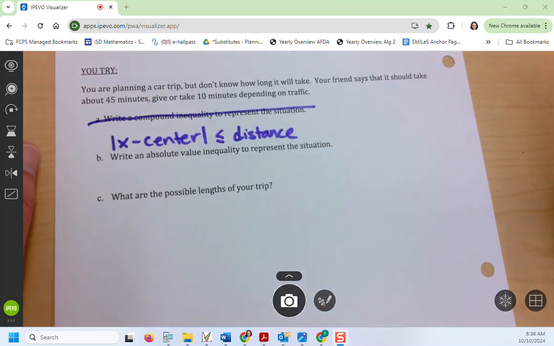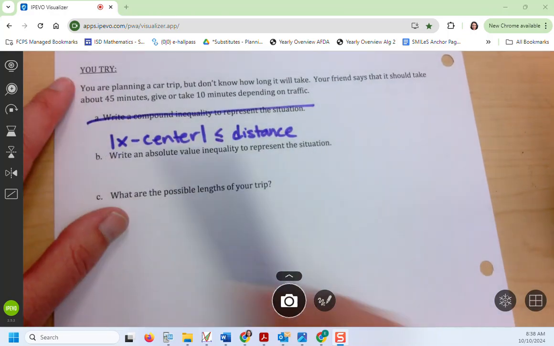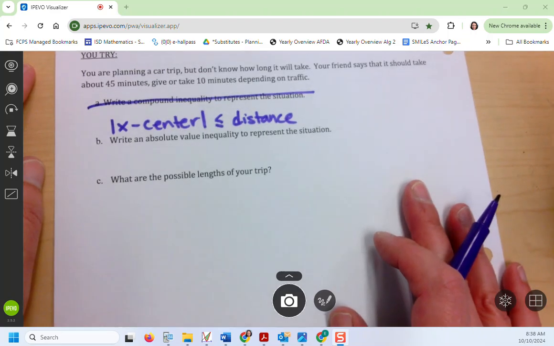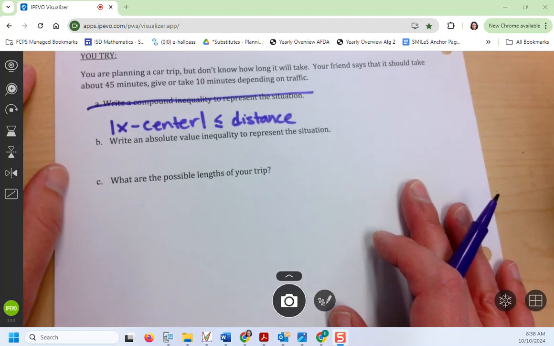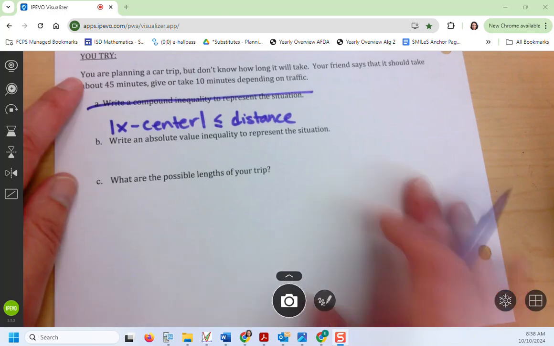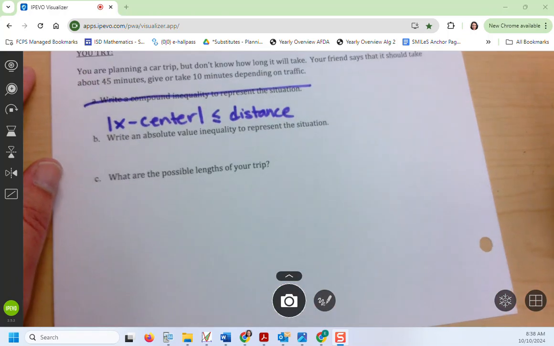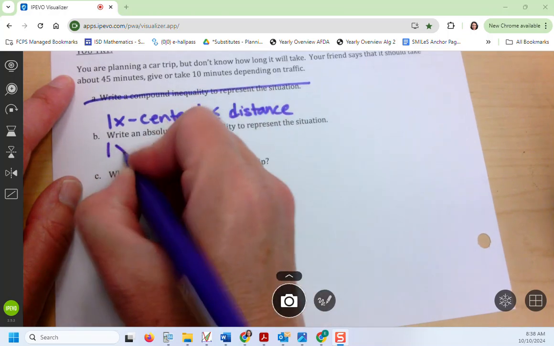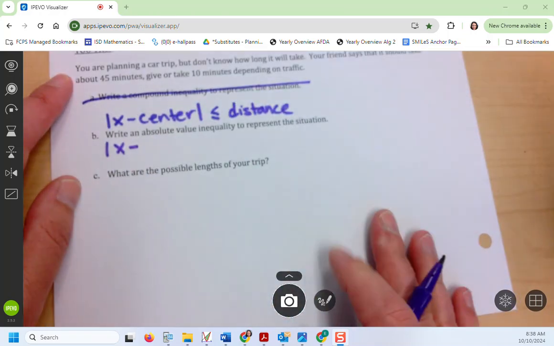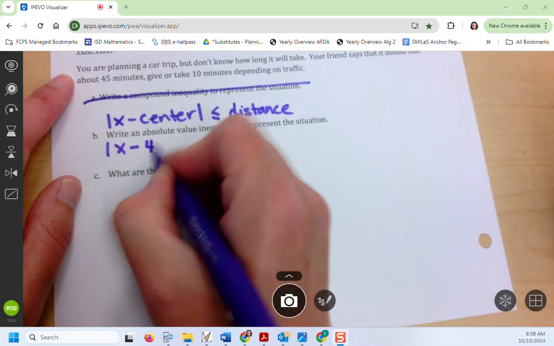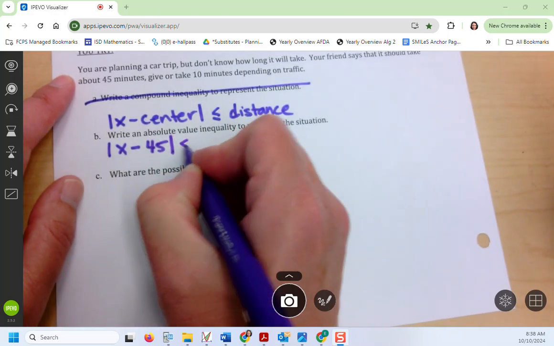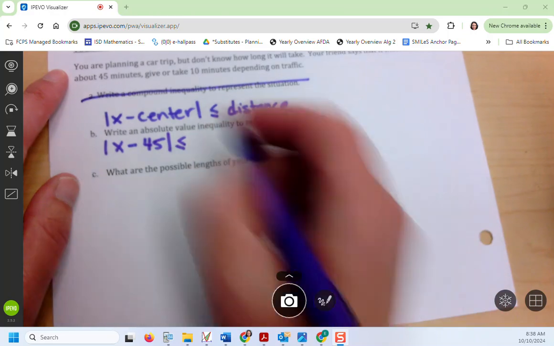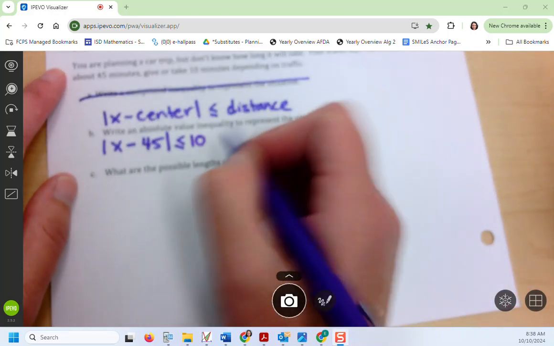For the word problems, they will mostly be that. I did at one point, like one problem that you're going to get at some point in the next few days has a greater than just because I wanted to make it a greater than so you would see one, but these word problems are mostly going to be less than or equal to. So then here I'm going to actually write it for this situation. X minus, what's my center number? 45, good. Is less than or equal to, how far can we be from 45 minutes? 10 minutes. We can be up to 10 minutes away from that.